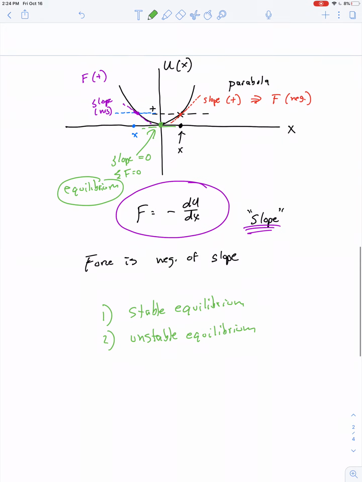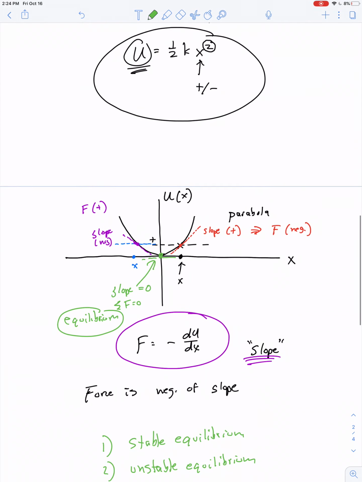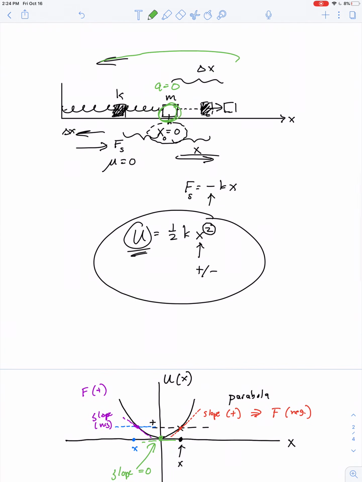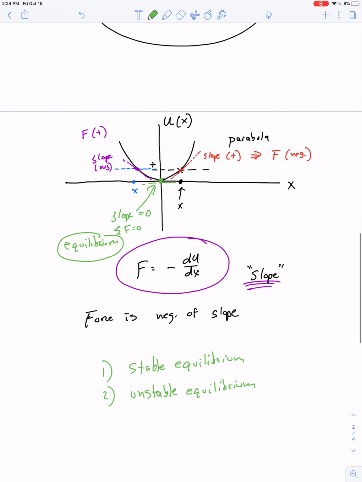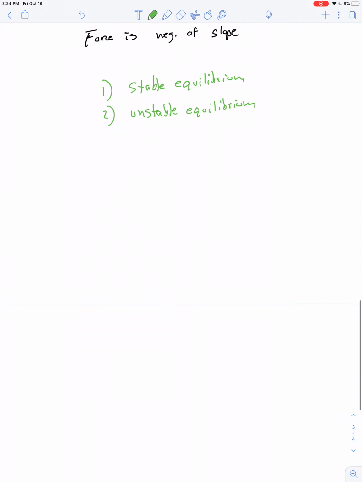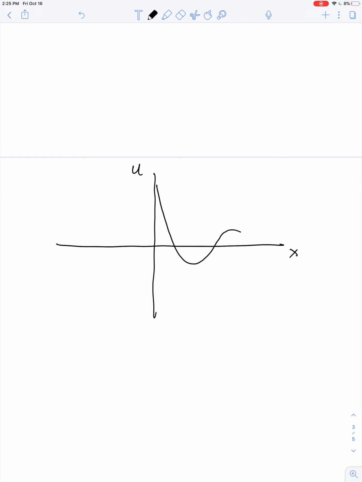Well, let's say we had a different system, not a straightforward mass attached to a spring on a frictionless surface. I'm going to give you a hypothetical graph of potential energy versus displacement. What if that graph looked something like this? Are there any points of equilibrium that you can identify? I would hope so.